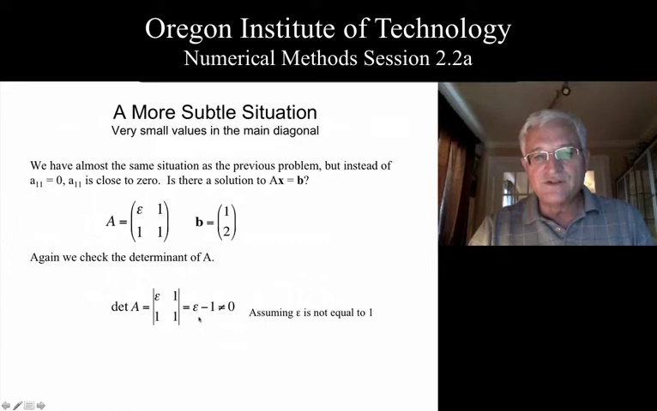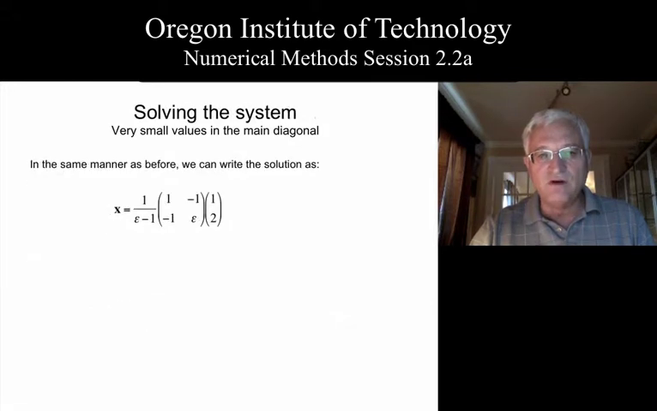And that is never 0 unless you unluckily choose epsilon equal to 1 itself, which wasn't the point. We were going to pick a really small value of epsilon. But even if you did pick epsilon equals 1, it's very obviously not going to work because you have two identical rows. So we don't have a sufficient amount of equations. So let's suppose epsilon is just small. It's not 0, but it's small.